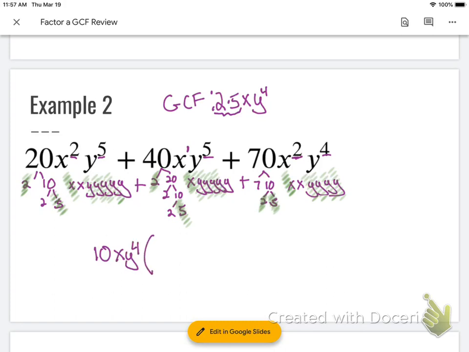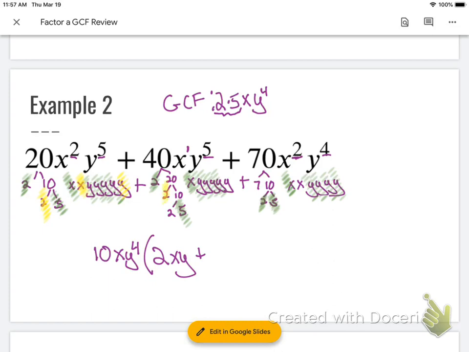And then we're going to put what is left over. So what's left over here, I'm going to highlight it in yellow for this first one. We see we have a coefficient of 2. That one was not used. And then we have 1x left. And we have 1y left. And then we're going to go to the next one. So I'm going to put a plus sign there.